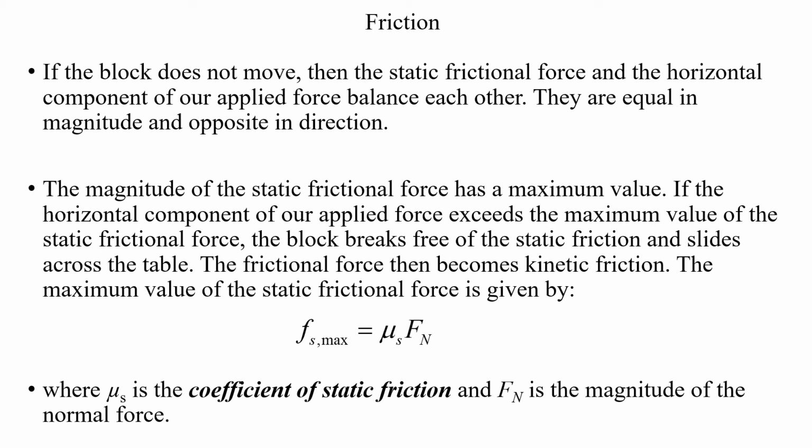The maximum value of the static friction is given by the expression here. So f sub s maximum equals mu sub s times the normal force. So F sub n is the normal force. Mu sub s is called the coefficient of static friction. So notice that the coefficient of static friction is just a number. It does not have a unit associated with it. Right? Since we have to have force equals force, the coefficient of static friction is just a number. And it's determined experimentally.